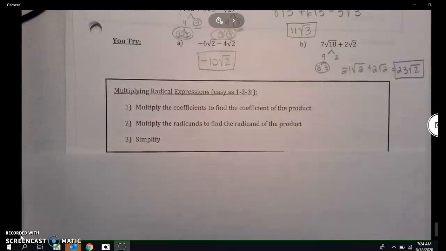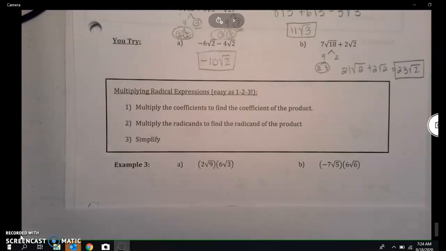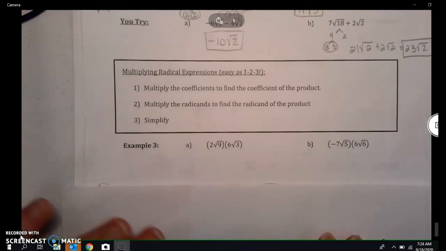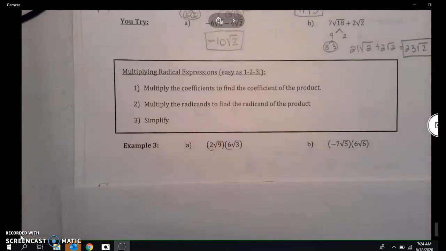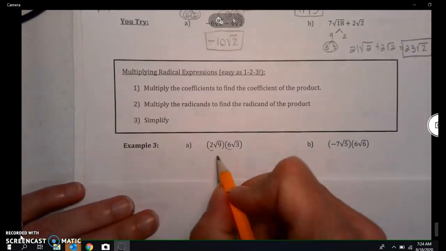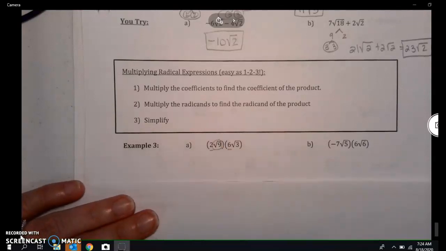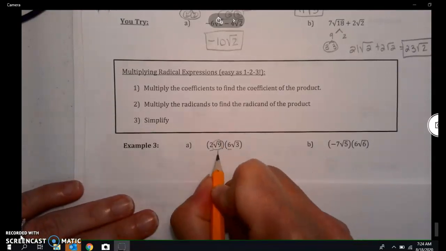So continuing on, multiplying radical expressions, basically here are your steps. You multiply the coefficients to find the product of the coefficients. You multiply the radicands to find the product of the radicands, and then you simplify. So taking a look at these first examples here, on A, our coefficients are 2 and 6. But before we do that, we might want to pay attention that the square root of 9 is a perfect square, and the square root of 9 is just 3.